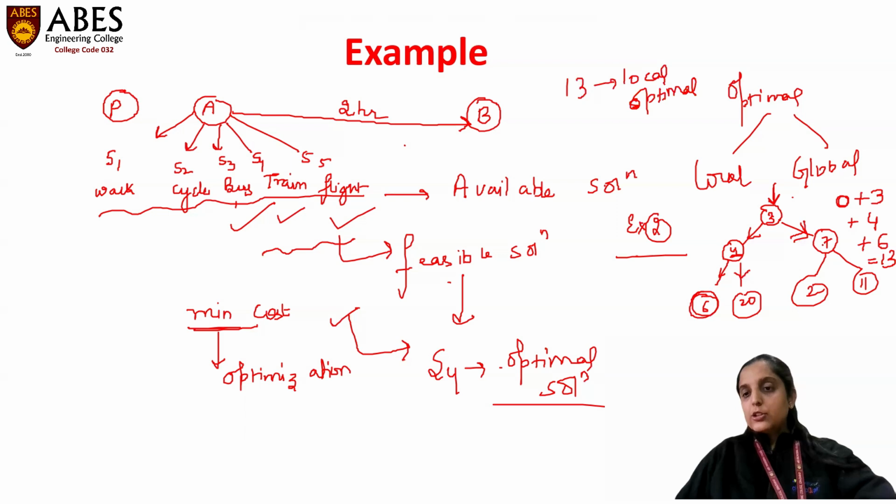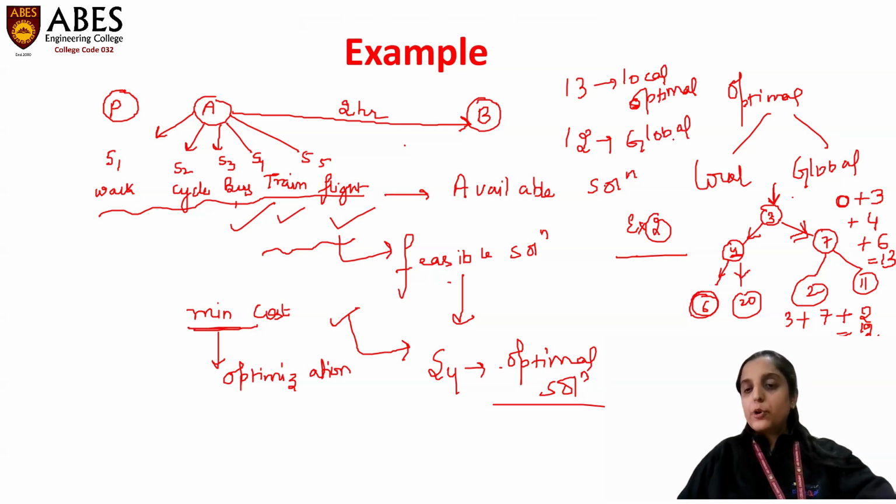Let's take this path. Initially I have invested 0, then I invest 3 plus 7. If I take 7 plus 3, that is 10, and 10 plus 2, that is 12. So this is 12. It means whatever is not looking optimal at that time is actually the optimal solution. So the global optimal solution for this particular problem is 12. So this is the global optimal.